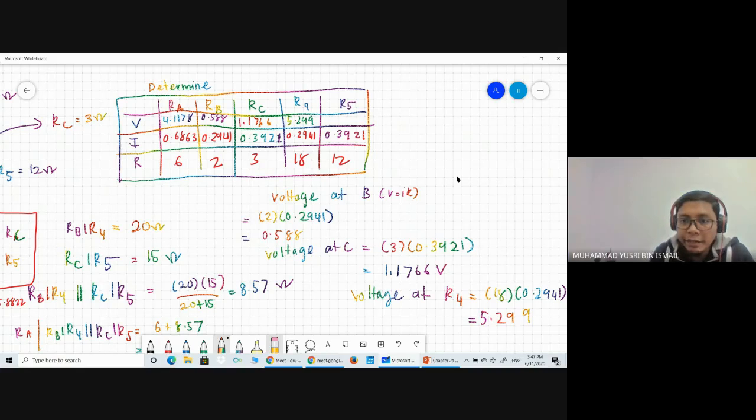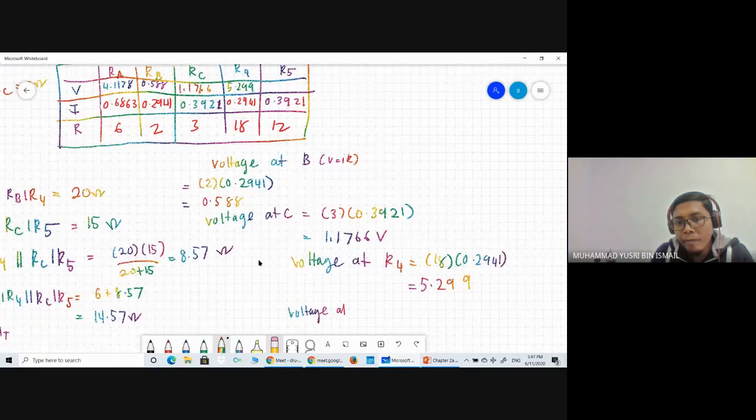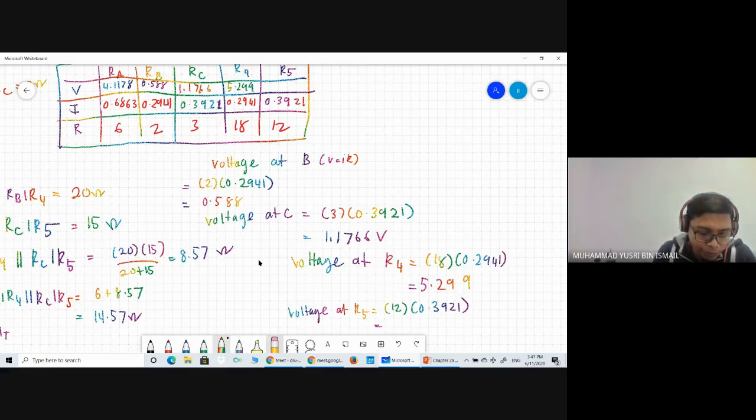Then voltage at R5. So 12 times 0.3921. So you will have 4.706 volt. Okay.